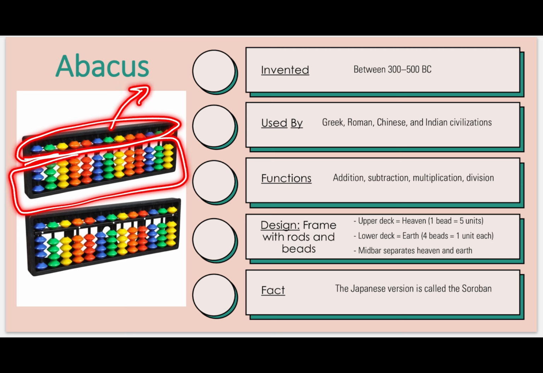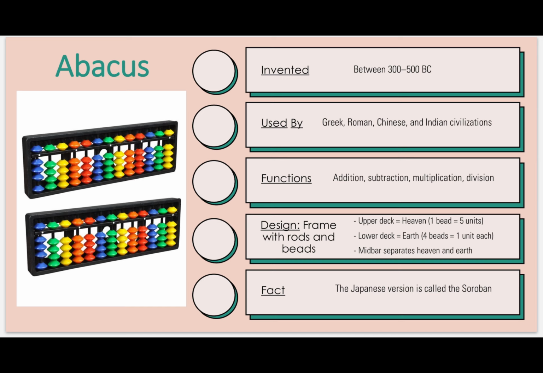The value of one upper bead is 5, the value of one lower bead is 1, and they are separated by a middle rod, correct? This is called the middle bar. We separate these two. What is the fact? The Japanese version of this, we say abacus, but Japanese people say soroban, right? They had a different version with some little difference in that. They used to call it soroban.